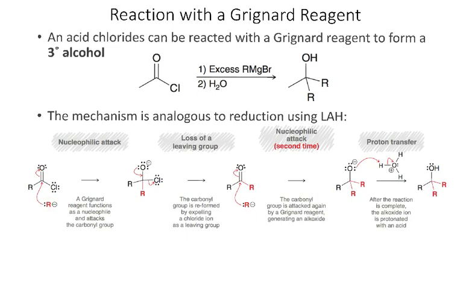It attacks with a nucleophilic attack. We have the loss of a leaving group. And then we have another attack of a nucleophile. Again, just replacing the hydrogen with the alkyl anion, and we finish it off with a proton transfer. So this mechanism is exactly the same as the mechanism for reduction using lithium aluminum hydride, just instead of using H-, we're using a negatively charged carbon.